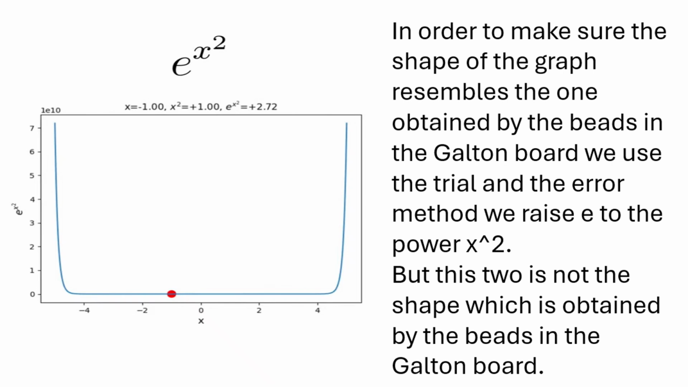So now we consider the previous attempt a failed attempt, and we now try e to the power x square and see what the shape of this function is. Here it is, as can be seen: for the various values of x, the respective values of e to the power x square have been plotted, and the shape traced by those values this time too certainly does not resemble the shape obtained by those beads on the Galton board. So this attempt too has failed.